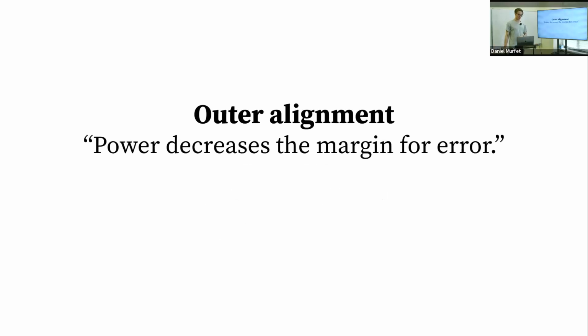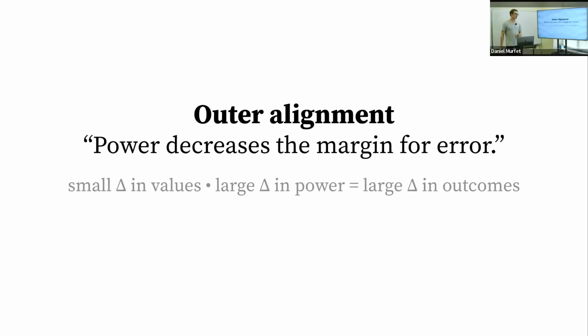Well, let's say a little more about outer alignment. The way I think about outer alignment is that power decreases the margin for error. As systems become more and more powerful, as their potential to influence the world becomes greater and greater, we have less and less room for differences in values. So a small difference in values times a large difference in power still leads to a large difference in outcomes. The kinds of terms that fall under this heading are things like the Midas effect. This is the really stereotypical classical one that our ancestors have been trying to warn us about for millennia: that you have to be very careful about what you wish for, because you might just get it. And this is the root of the very classic paperclip maximizer scenarios.